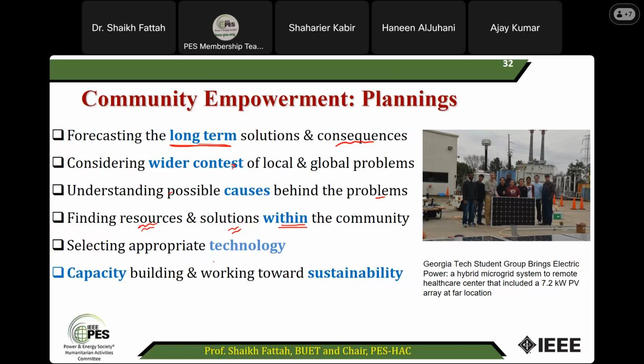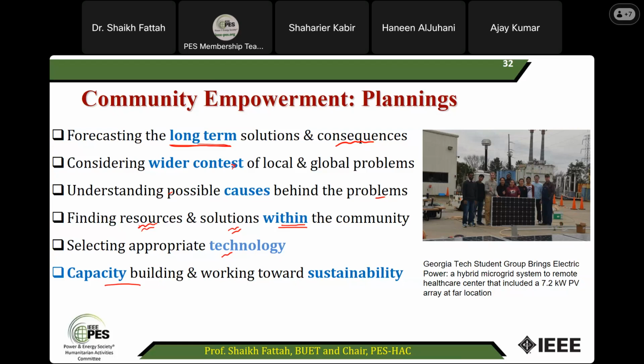So also important is appropriately selecting a technology. You may select a very fancy, high tech, but not necessarily it will be sustainable. So to get the local solutions, to get solutions done by the local community, to use the local resources, it's important capacity building. There is no alternative than the capacity building.